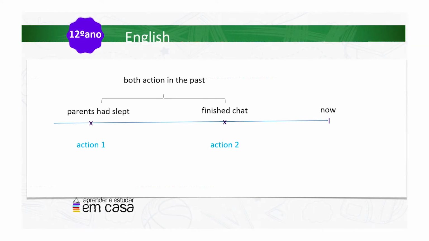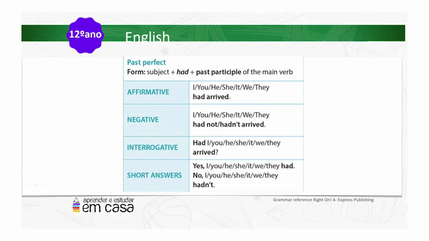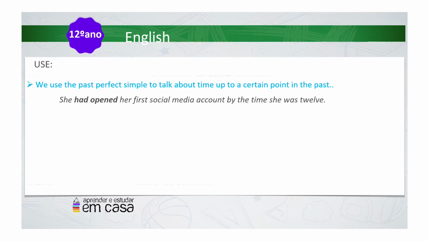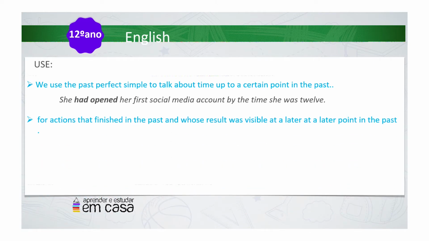So let's see the uses. When do we use past perfect? Here. Talk about time up to a certain point in the past. For example, she had opened her first social media account by the time she was 12. So we have a point in the past that we talk about. Second use, actions that have finished in the past, but we see the results in the present. Example, she was angry because he had abused her trust.